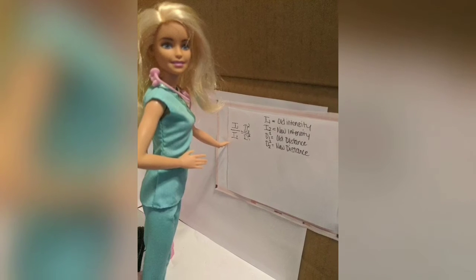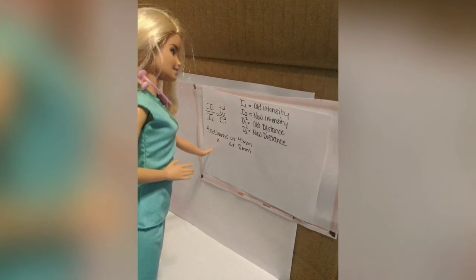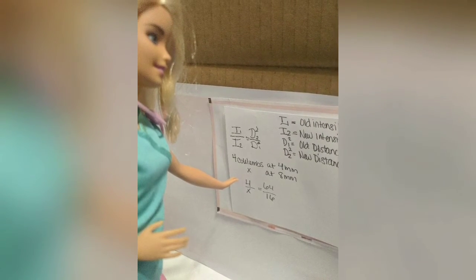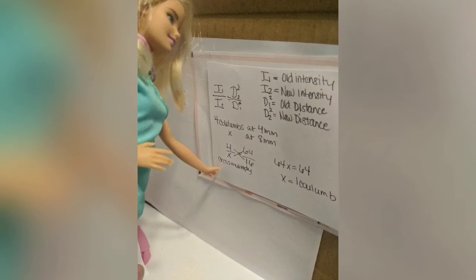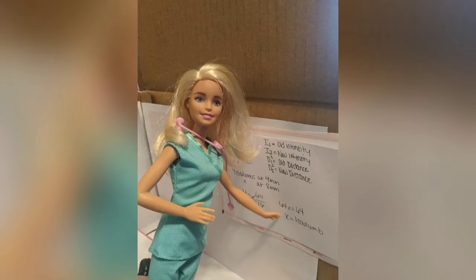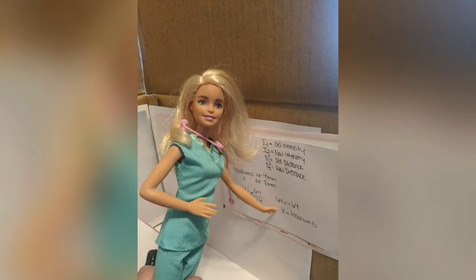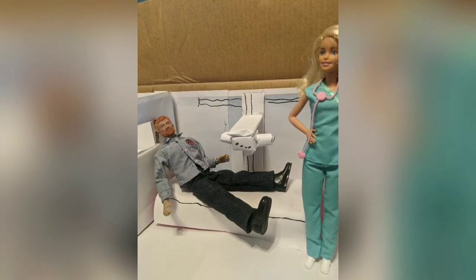Now, let's put this equation to the test. If an object has a charge of 4 coulombs at 4 millimeters, what will be the charge at 8 millimeters? After you plug in the numbers, cross multiply. 64x equals 64, which is 1 coulomb. Fairly easy, right?